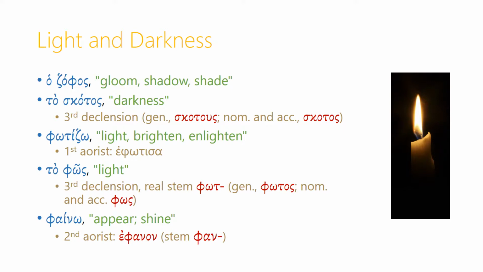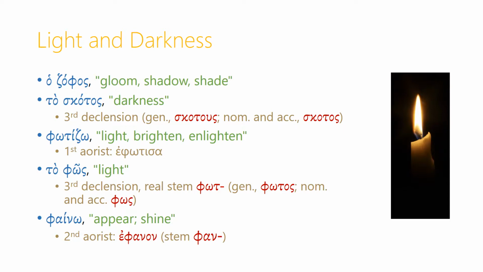Photizo is a verb meaning to light or brighten or enlighten. And the first aorist here is ephotisa, and remember that the zeta at the end of the stem will be hidden behind the sigma of the tense marker. To phos is light, and this is where we get words like photon or photography. In Greek, this is a third declension noun, and the real stem is phot. So the genitive is photos, and the nominative and accusative are phos, again because it's neuter, and the accusative takes the same form as the nominative.